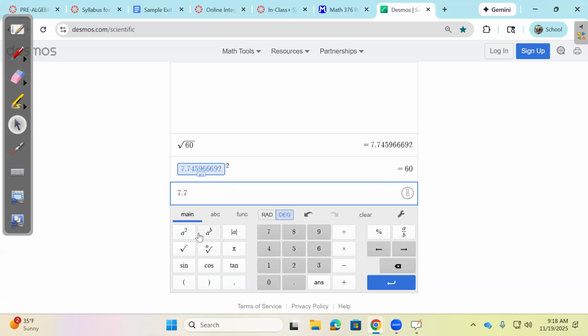If I instead kept more decimal places, like let's say I typed 5 decimal places, that would be 7.7459, and then rounding that 6 up would be a 7. And if I square that, it's going to be closer than it was before. So we can always get closer. But the bottom line is to undo a square, we use a square root. And we almost always have to use a calculator to evaluate that.